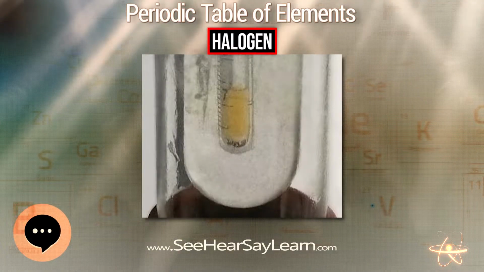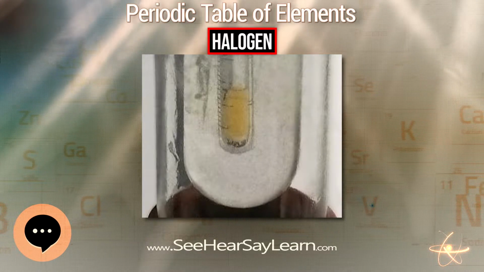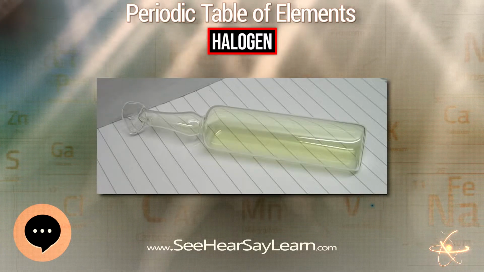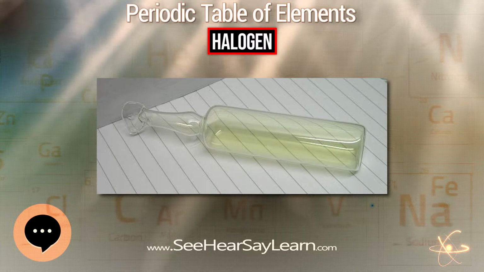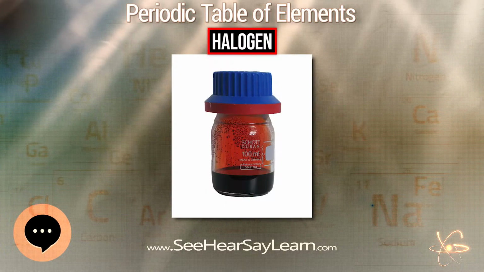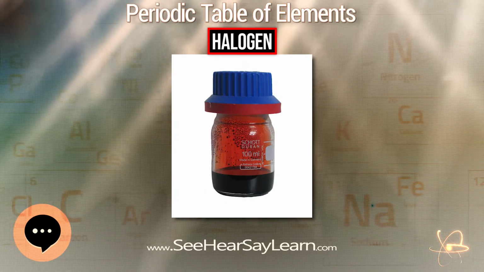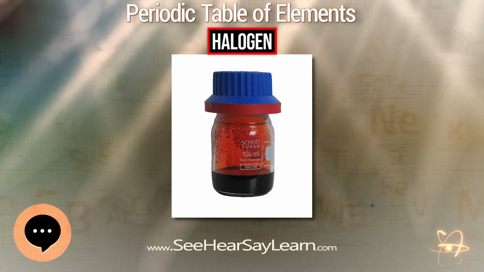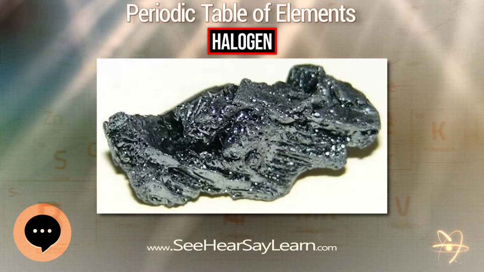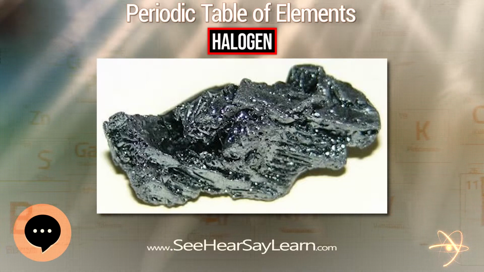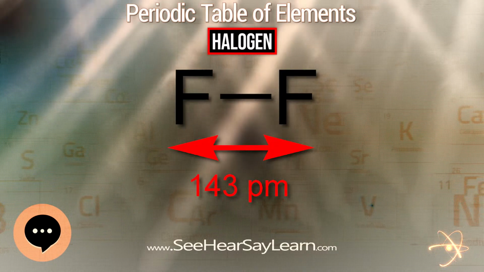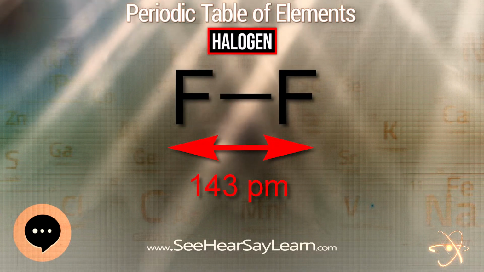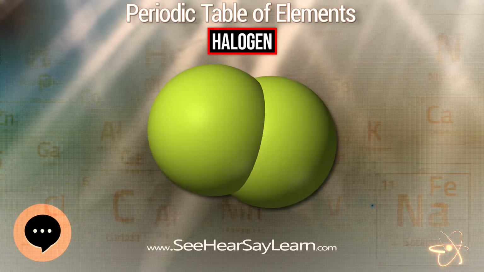Halogen. The halogens are a group in the periodic table consisting of five chemically related elements: fluorine, chlorine, bromine, iodine, and astatine. The artificially created element 117 may also be a halogen. In the modern IUPAC nomenclature, this group is known as group 17. The symbol X is often used generically to refer to any halogen.